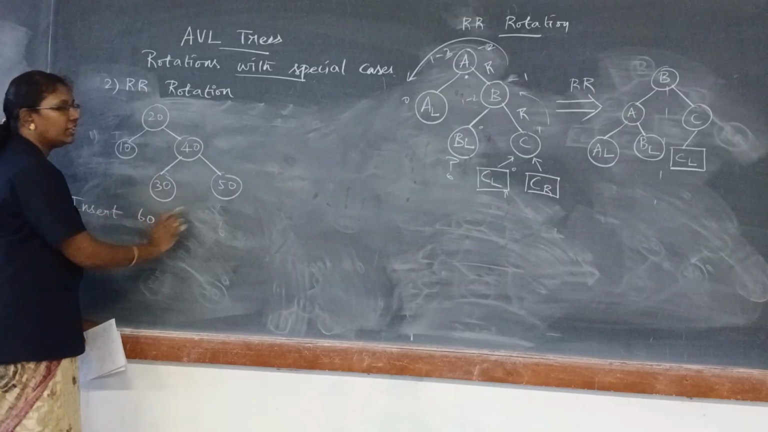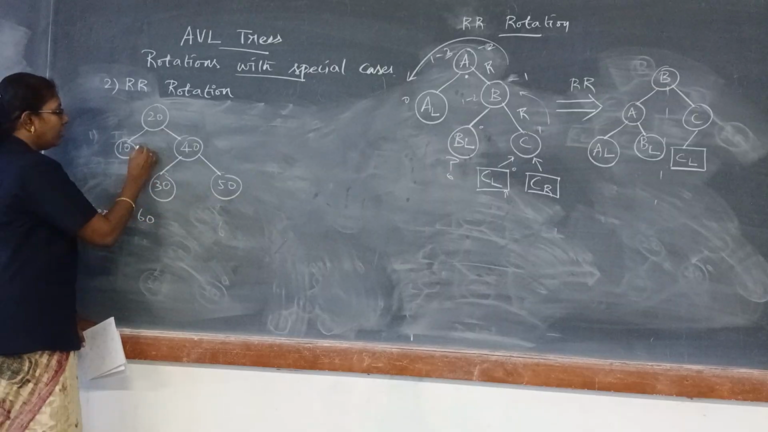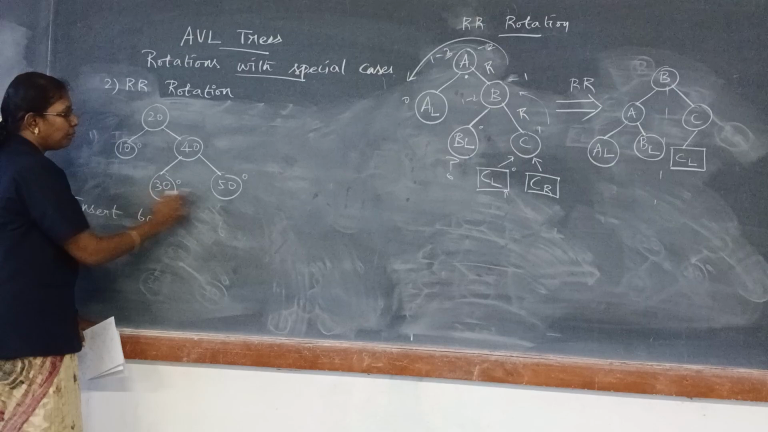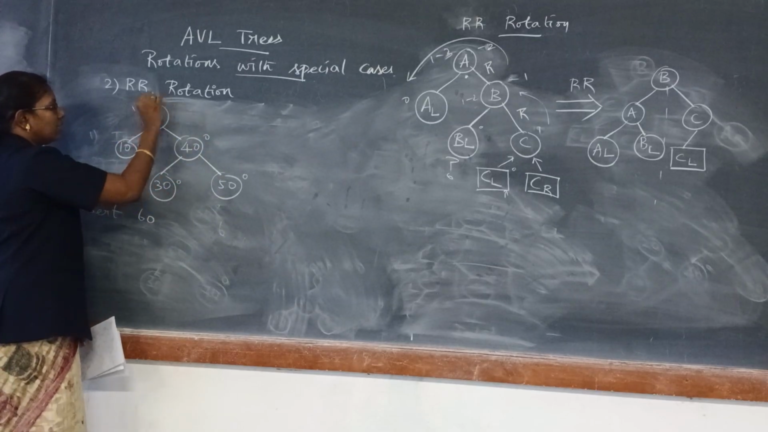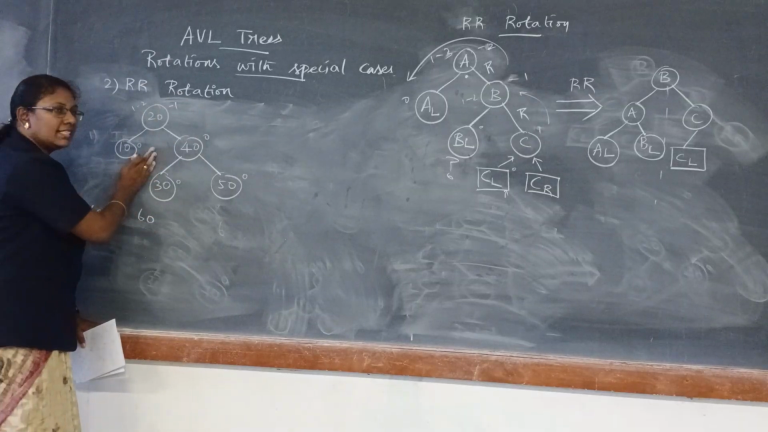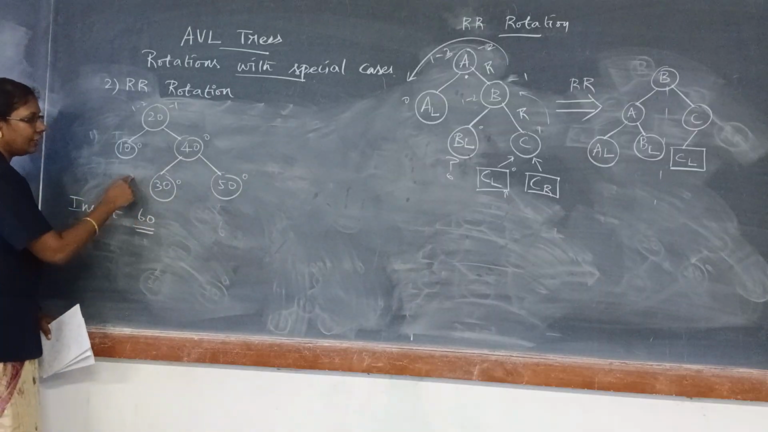For this, I'm going to find the balance factor. Now, the 10, 30 and 50 nodes are leaf nodes, so the balance factor is 0 here. And what about 40? 1 minus 1 is 0. Here, 1 minus 2 is minus 1. So this given tree is a height balanced AVL tree. Now I'm going to insert 60 into this tree.